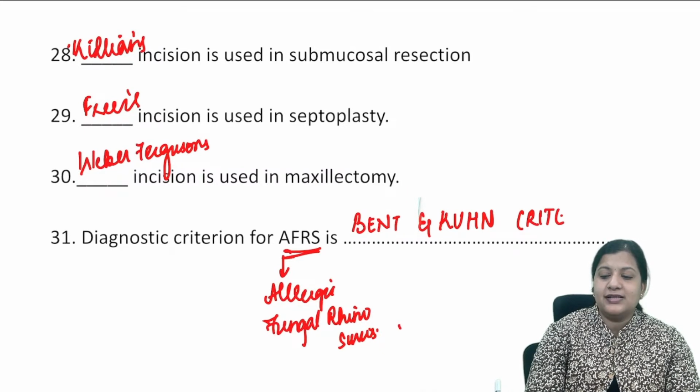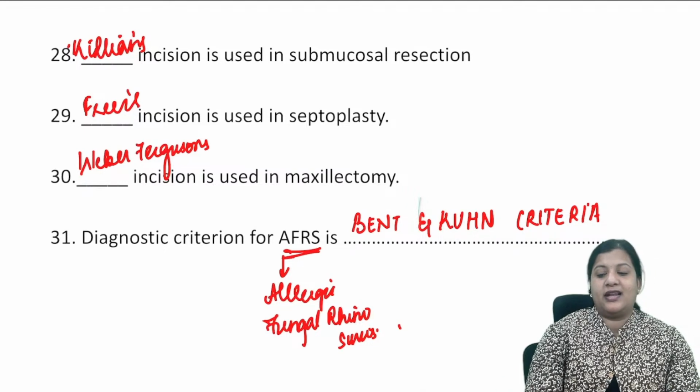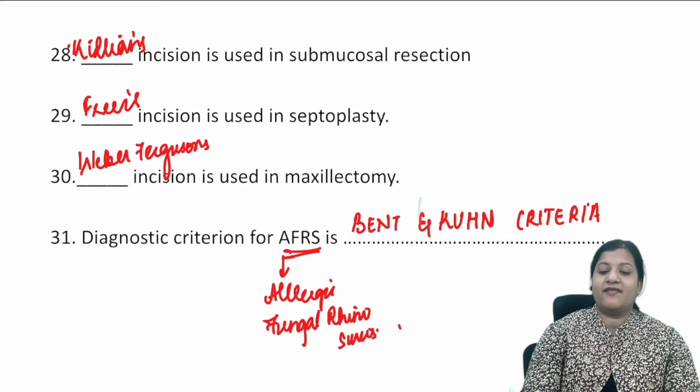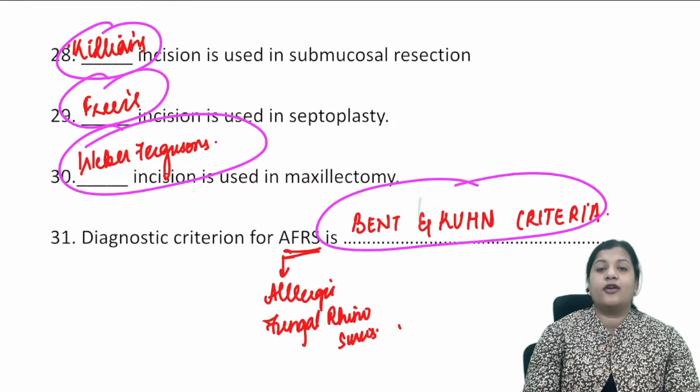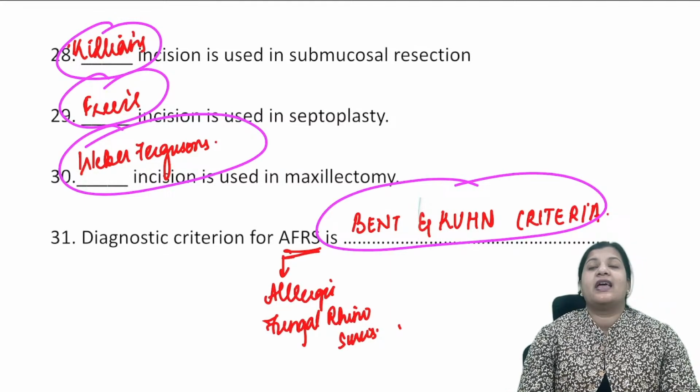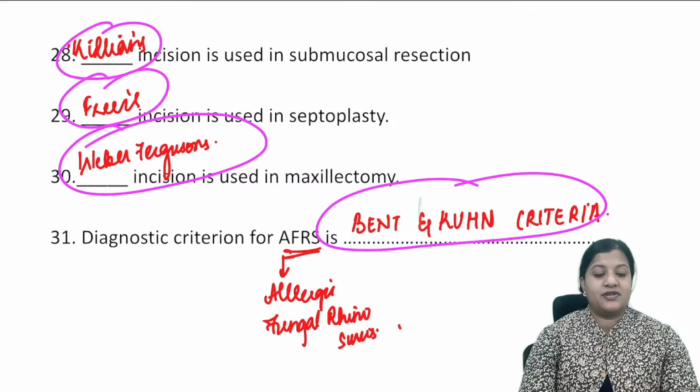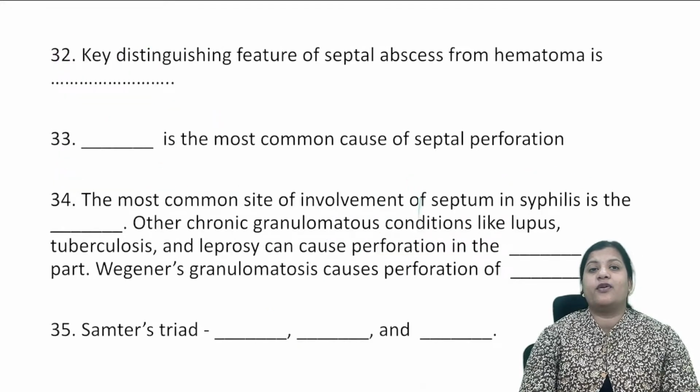So what is it called? Bent and Kuhn's criteria for AFRS. So these names are very important. Killian, Freer, Weber, Ferguson, Bent and Kuhn, Redkowski's, and then your fish. All of these names are very, very important, and you should be able to revise them.